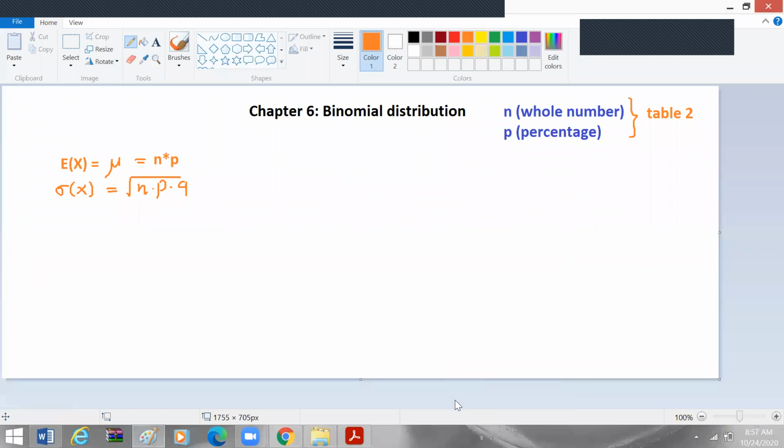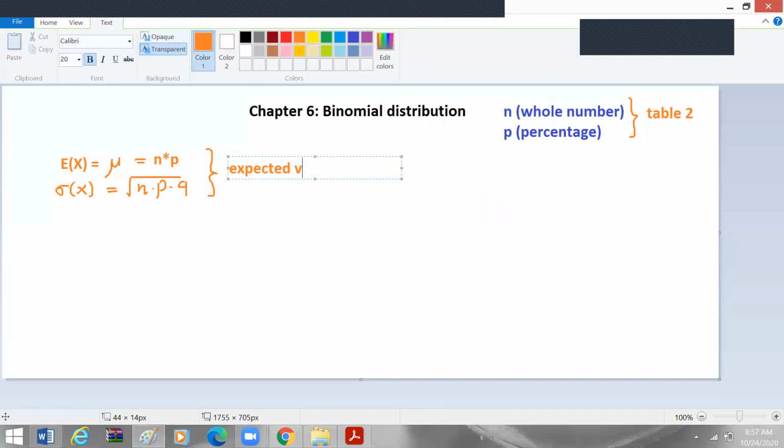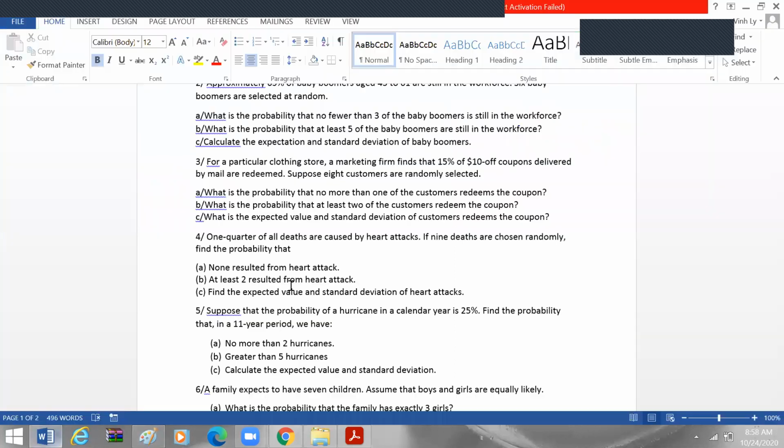Really sad, but anyhow, this one you call the mean, or expected value, and the standard deviation of the binomial distribution. Expected value and standard deviation of the binomial distribution. I will let you know what the definition is for that. Let me just rewrite them, and we're going to deal with the questions and see what's going on.